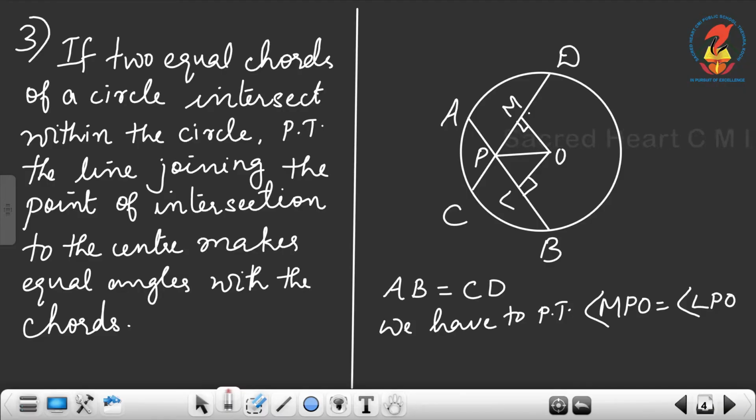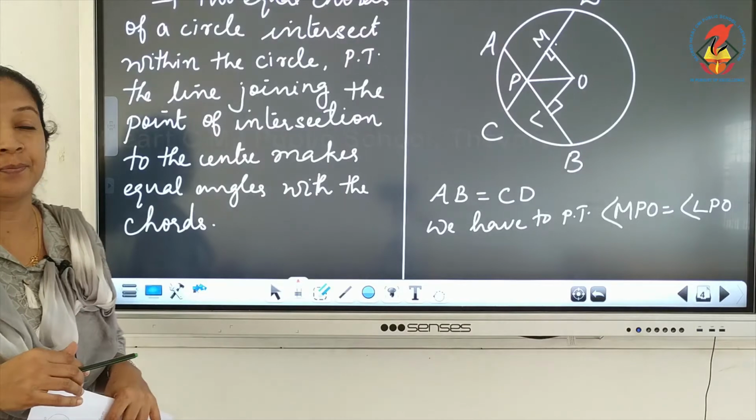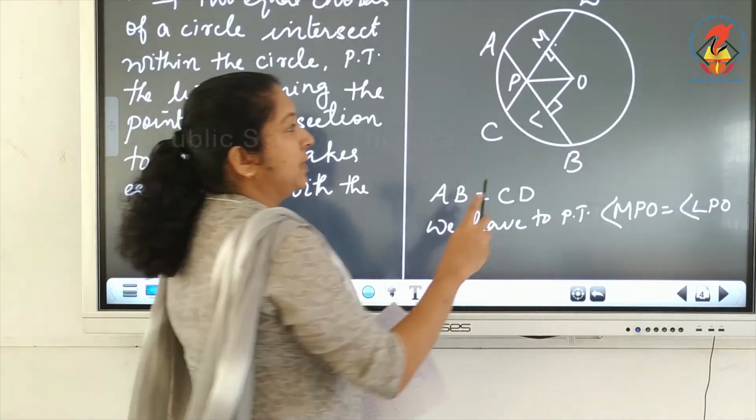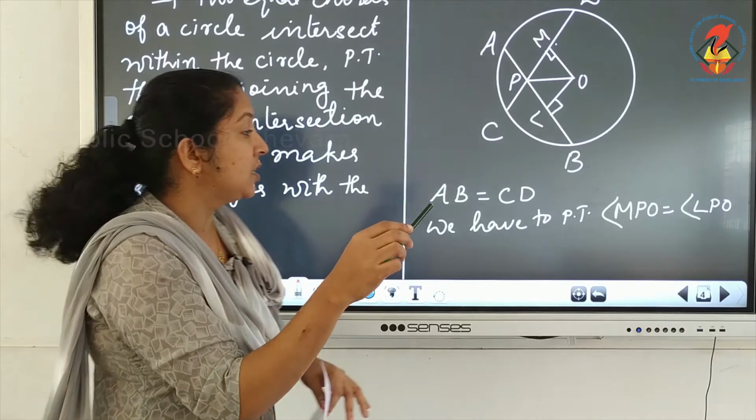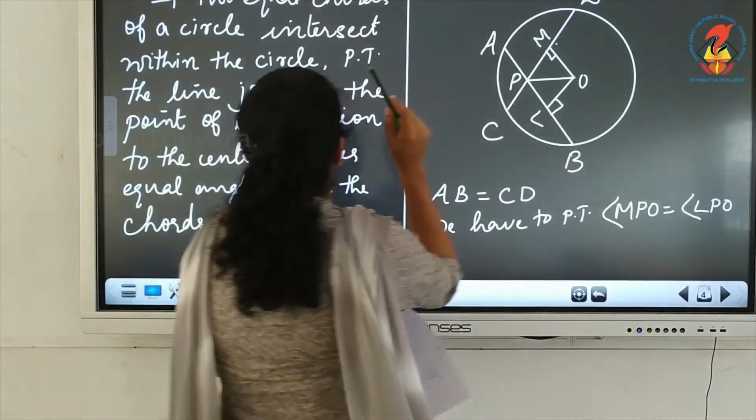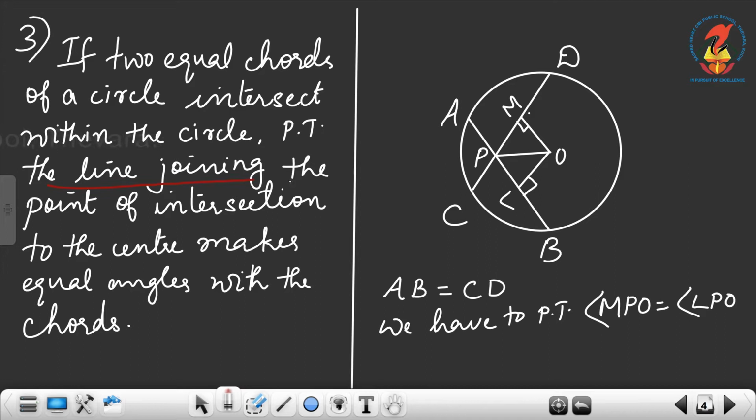Next question. If two equal chords of a circle intersect within the circle, prove that the line joining the point of intersection to the center makes equal angles with the chords. Same type of question. A circle is given, and AB and CD are two equal chords. What we have to prove is that the line joining the point of intersection to the center makes equal angles with the chords.